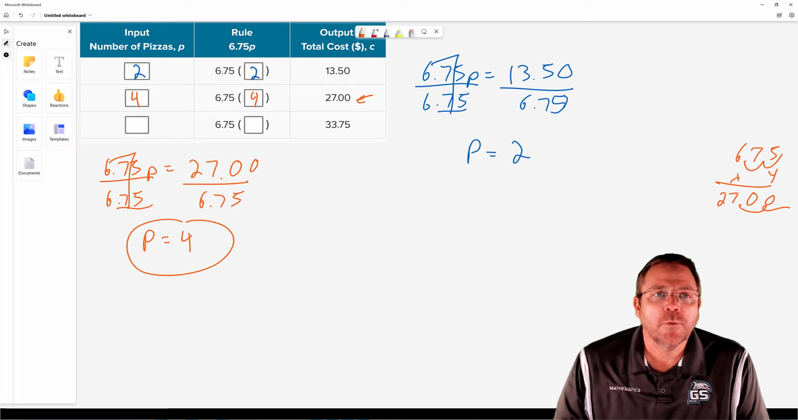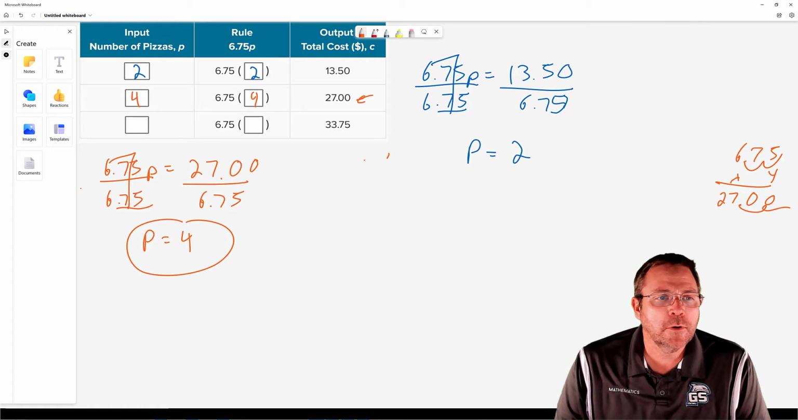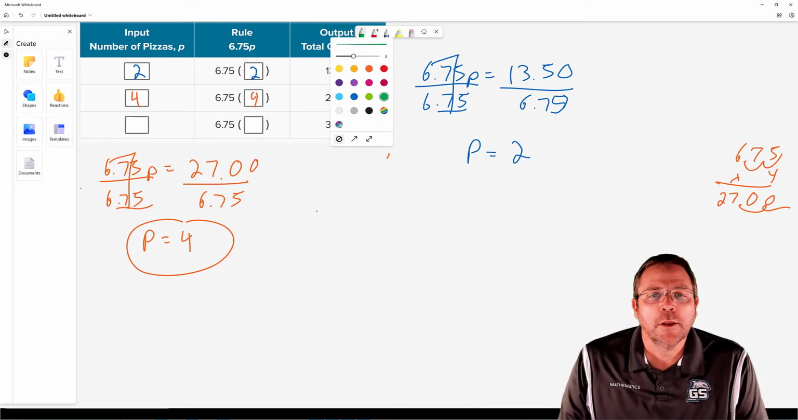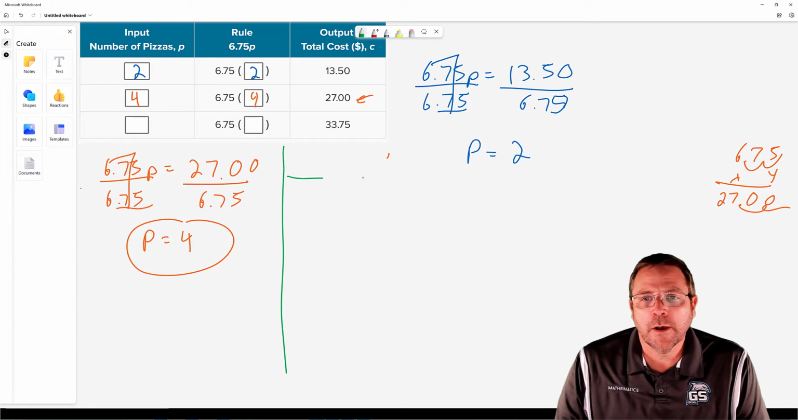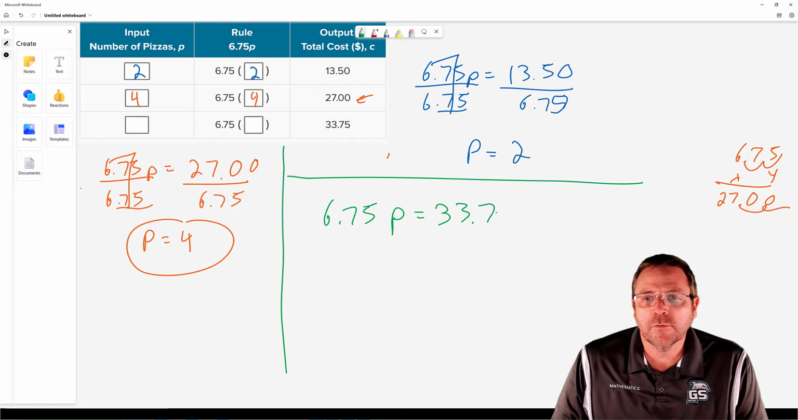And finally, we're going for that 33 count pizza. Let's get my marker working here again. There it is. All right, I'm going to do another color here. Let's do a nice dark green. So for that one, I'm going to box off my work. I'm going to do 6.75 times P is equal to $33.75.